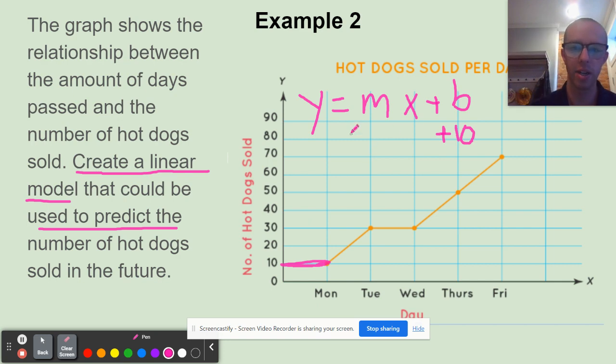And now we're going to need to find the m. We need to find the average rate of change, because we can't find a constant rate of change.